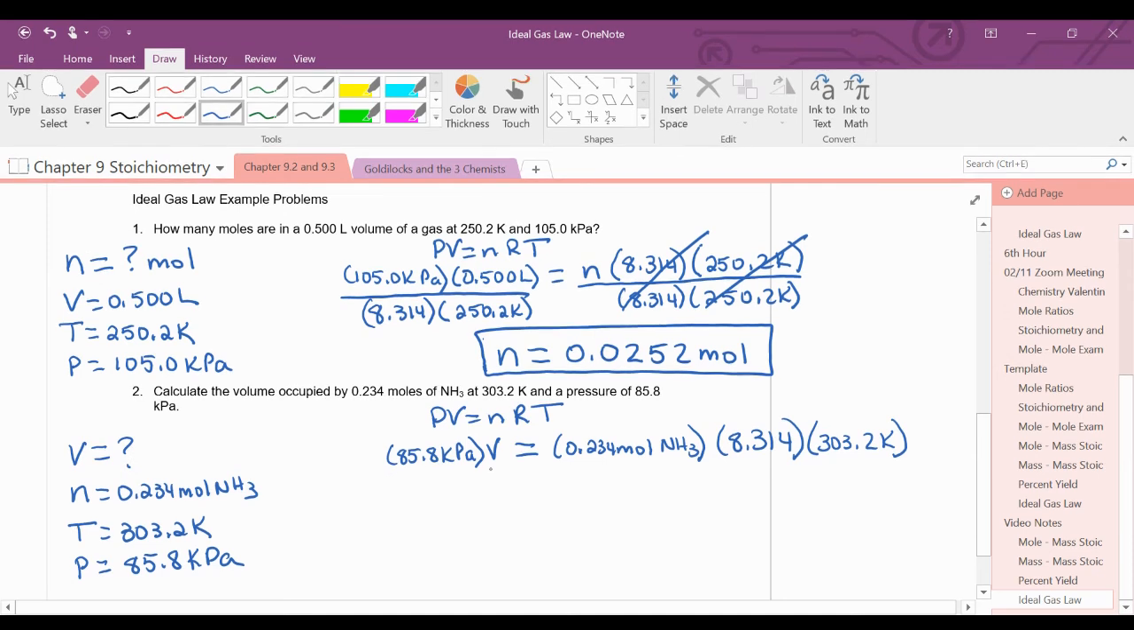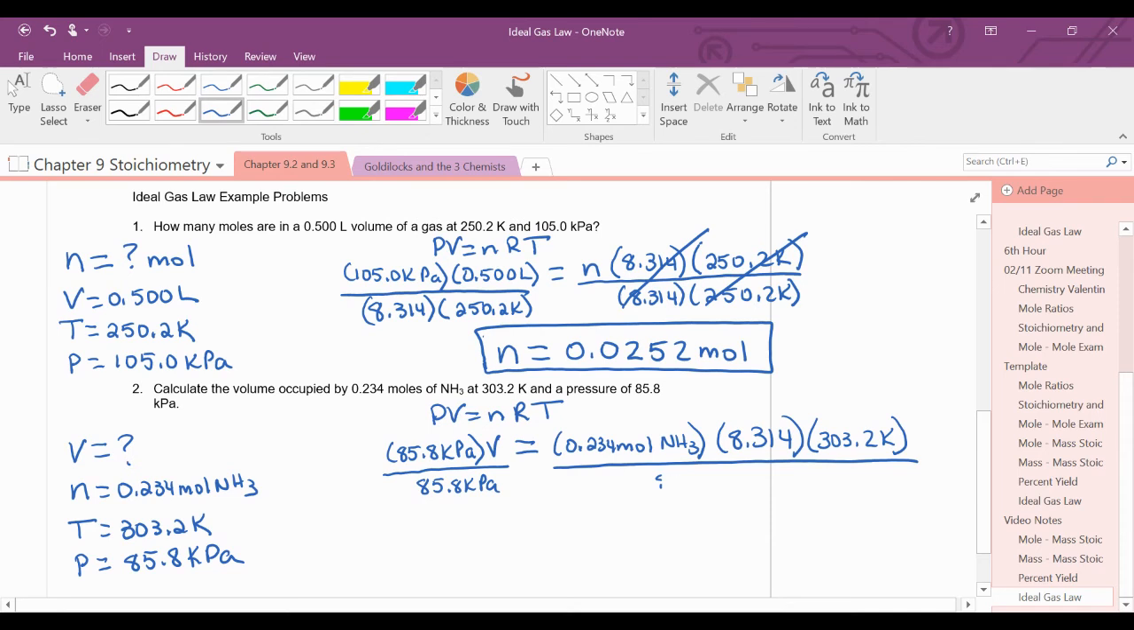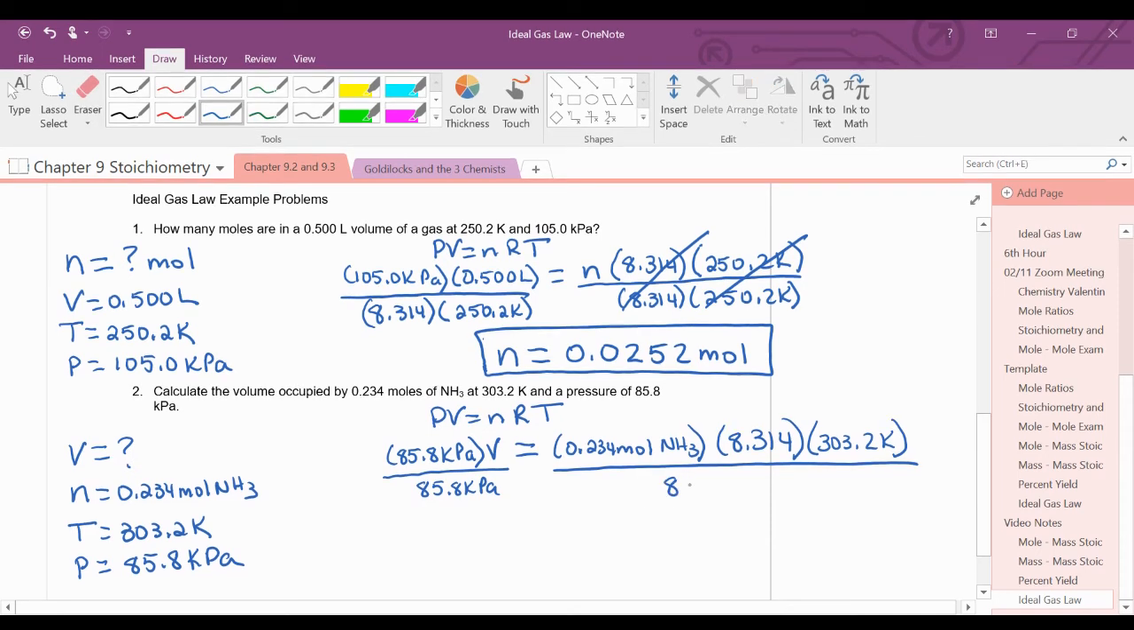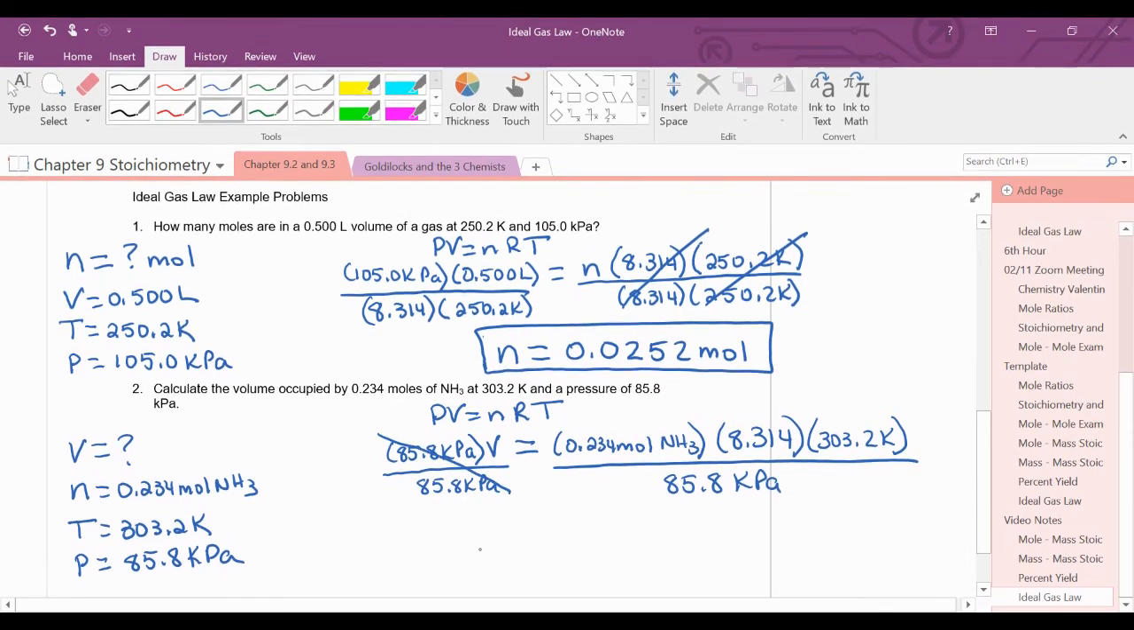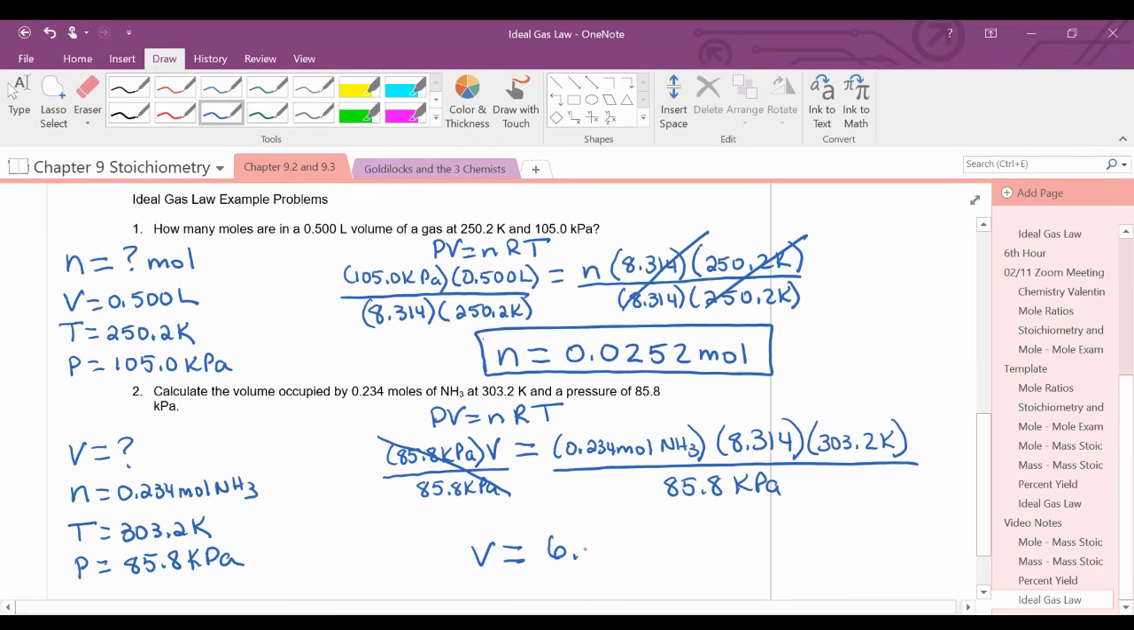I'm going to divide both sides by the pressure. That'll cancel, and then you will be left with your volume. You do need to look at sig figs. And so the least number would be 3 because my moles have 3 sig figs. My pressure has 3 sig figs. So it'd be 6.87 liters of ammonia.